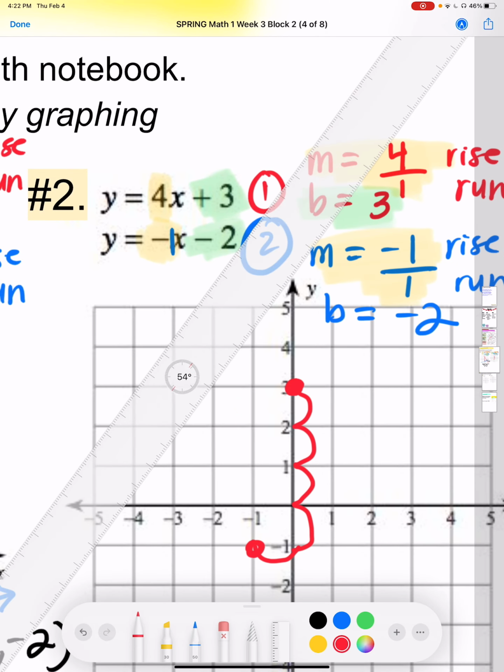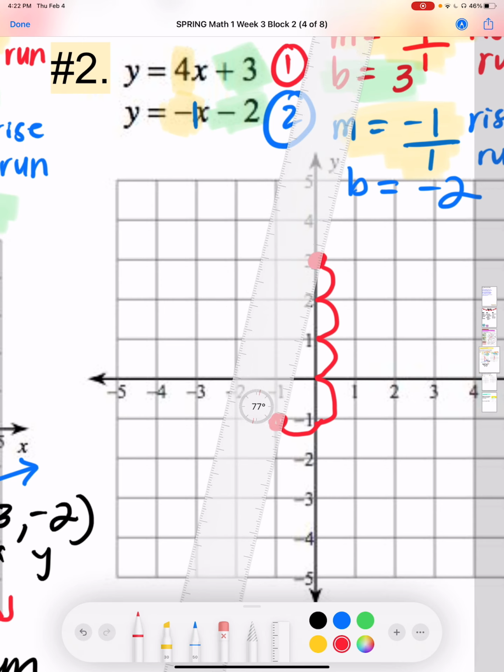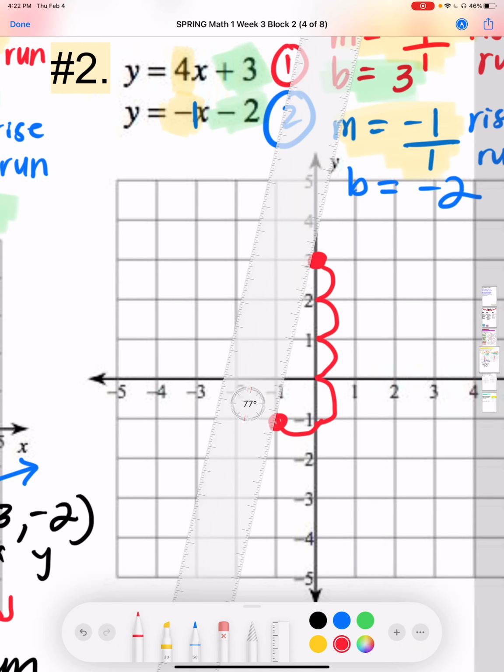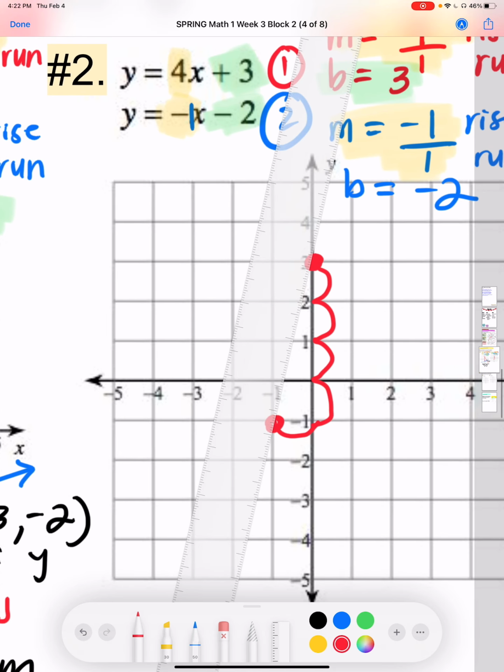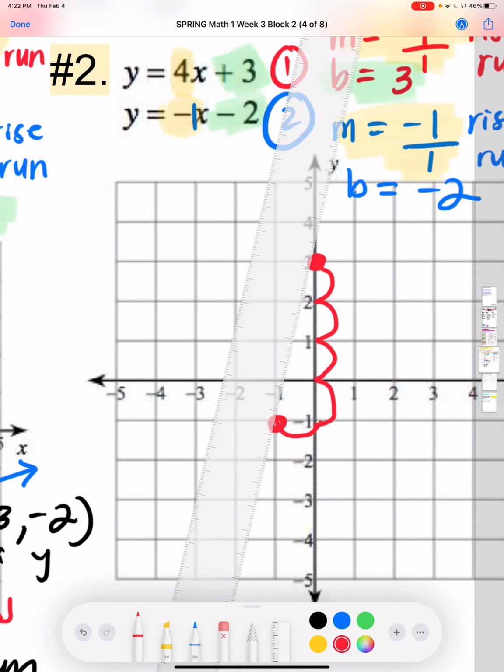There we go. Okay, so let me go ahead and connect this, and then I'll tell you how you can double check your work. So, oops, moved it. There we go.